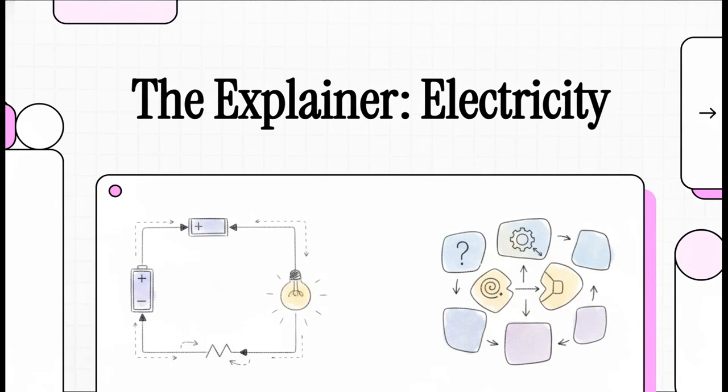Welcome to The Explainer. We're surrounded by this invisible force that powers pretty much everything. We're talking about electricity, of course, and today we're going to zero in on the hidden obstacle that actually makes things like your toaster work. Sounds weird, right? Let's get into it.